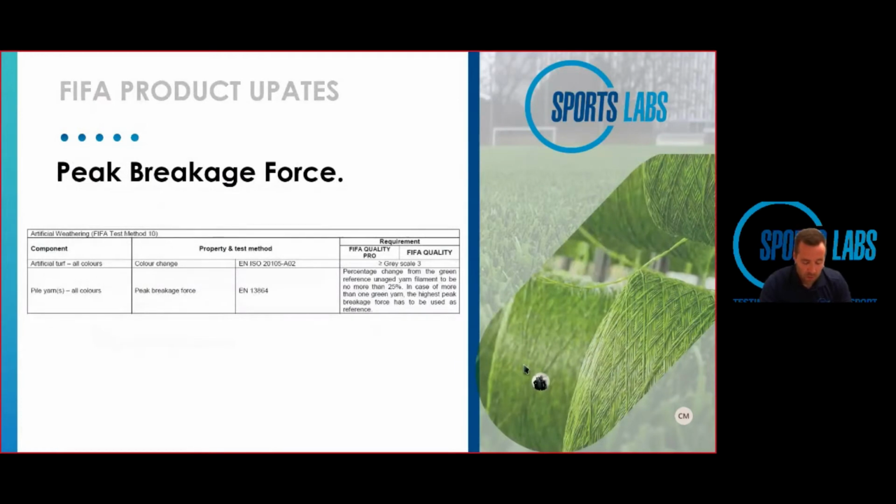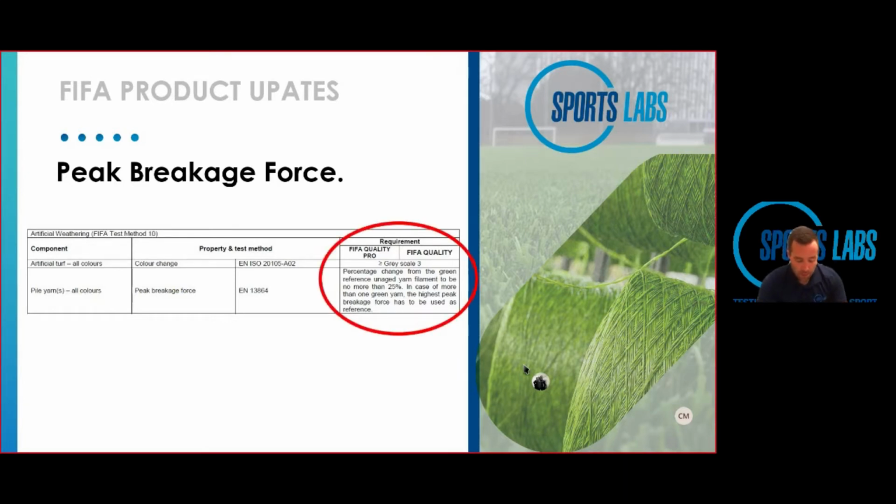One of the most significant changes has been regarding peak breakage force. So this is the new name for what was effectively yarn tensile strength previously. As you can see, the grayscale colour change requirement on yarns still remains the same. However, a new method of comparing the individual yarns to the rest of the yarns within the same family or group has been implemented.